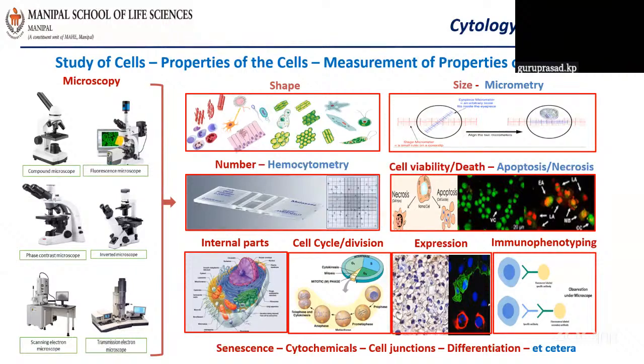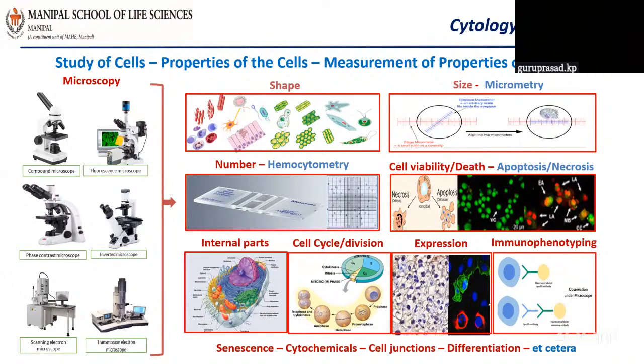What are we actually studying in the cell? The study of cells, we refer to as cytology. Cytology is not just a study of cells, it is a study of the properties of cells. What properties do we study? Shape, size, number, viability or death, internal parts, cell cycle, expression of genes, or the molecules in the cells, interaction of the cells, or you may be identifying cells, or you may be looking for the presence or absence of specific molecules in the cells.